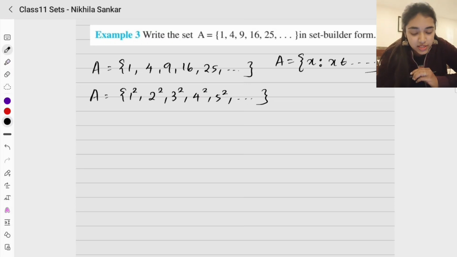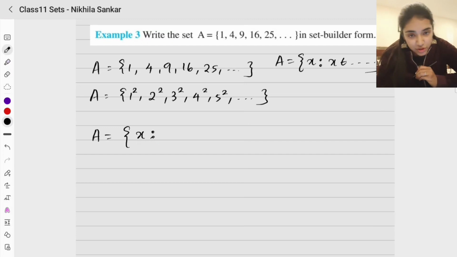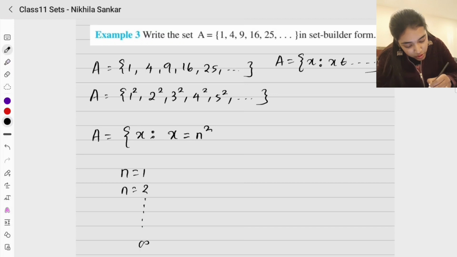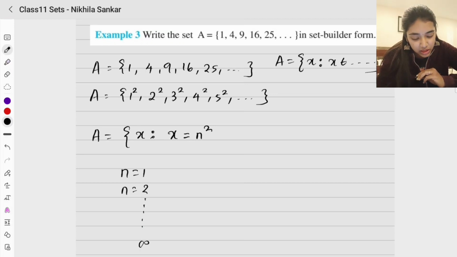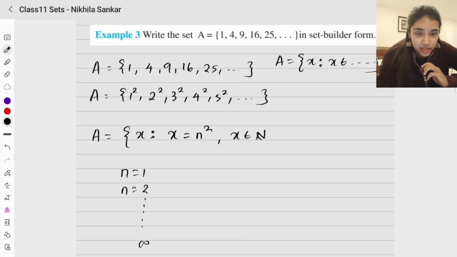So how do you write this in your set builder form? I'm going to write this as A equal to set of all elements x such that x is equal to n square. n square means, now where does the value of n go from and to? n has to be greater than or equal to 1. Correct? The value of n is 1, then n equal to 2, and it goes until infinity. So I have to write this particular condition. So x is equal to n square, comma, x belongs to natural number. Correct? It cannot be an integer or anything else. It has to be a natural number.